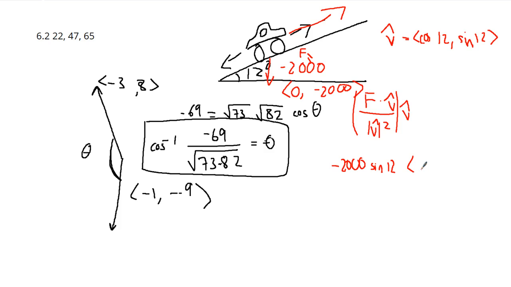I need to be able to think. Multiply that by cosine 12, sine 12. And in order to find the magnitude of this, you can just take the magnitude of it.